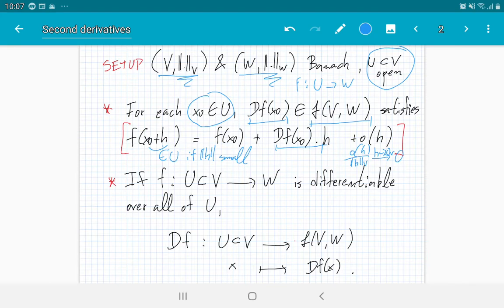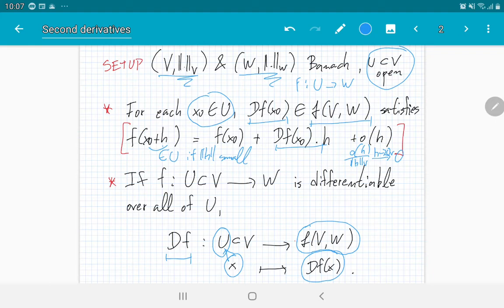Now, assume that the derivative is defined not only for x naught, but for all points in U. Not only for a specific x naught, but all points in U. Therefore, you have a new function, which is a derivative function, right? So what does this function do? It takes a point x in the domain of f and produces a linear operator from V to W, which is the derivative at x. So the derivative map is a map from the open set U to the space of linear operators from V to W. I mean, that can be a little bit confusing, right?